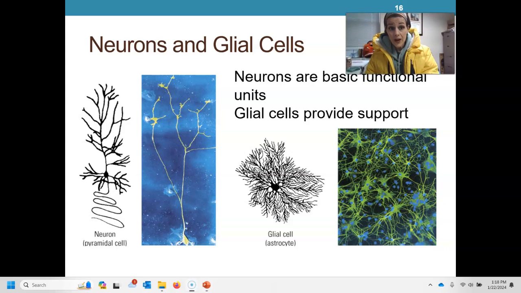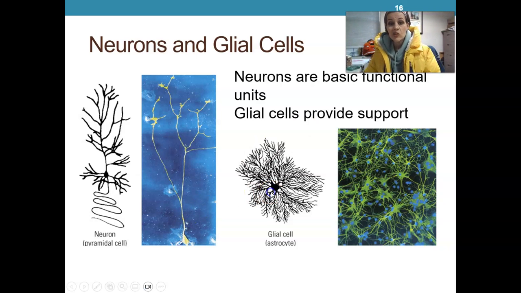Now I want to move on with the 5 minutes that we have left to talk about neurons and glial cells. And I've already talked about this a little bit on Friday, but I want to go into more detail about them. So our neurons are the basic functional units of our nervous system. And as we've talked about before, remember that we have about 10 times more glial cells than we have neurons. The basic function of glial cells is to provide support to the neurons in the nervous system in a variety of different ways.